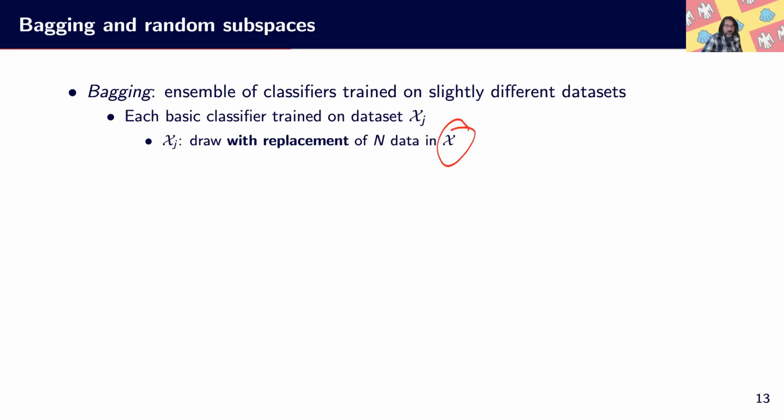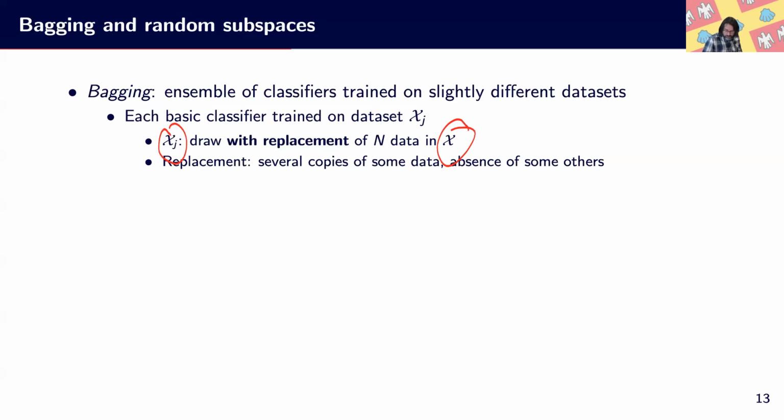And we want to create an XJ that is, in fact, a random drawing with replacement of n data in X. So the size of XJ is the same as the size of X, which is big N. But we can get some samples in two or many copies, while some other samples will not be present in a given training set XJ, which is a good way to create data sets that are diverse, still without necessarily having any other impact on the distribution of the data.